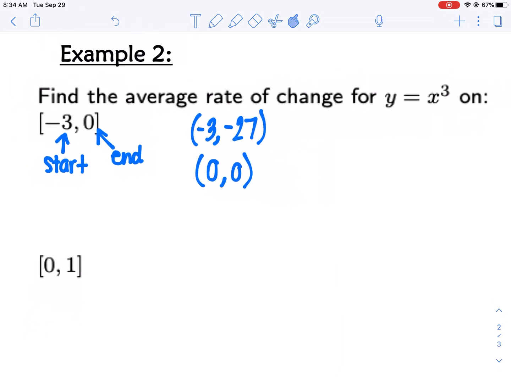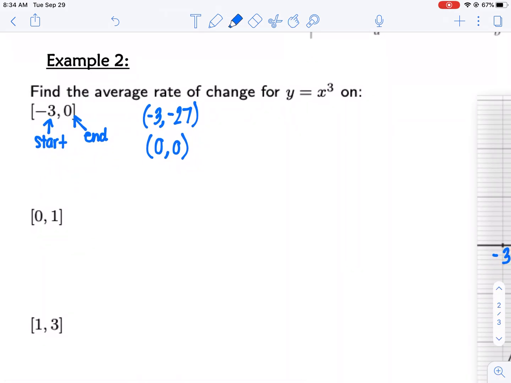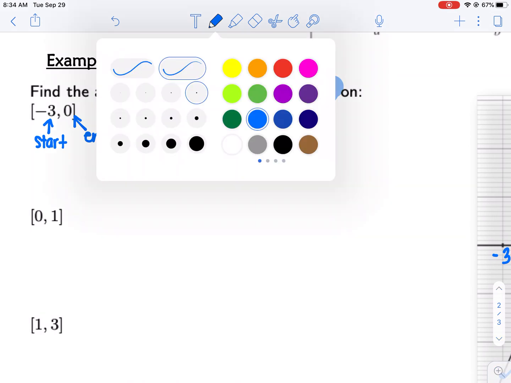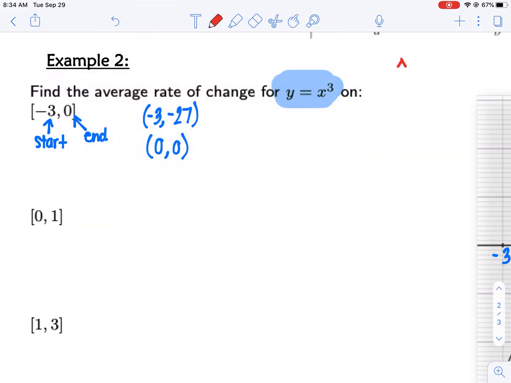If I'm not sure what that actual point is, I could always plug into this function and see what comes out. If I'm ever unsure of where the curve or the line is, I could always whip out an XY table here. If I plug in -3, -3 to the third power is -27. If I plug in 0, 0 cubed is 0, so I know I did those points right. Just if you need. Okay, got my points.